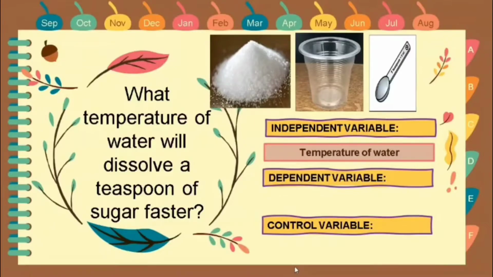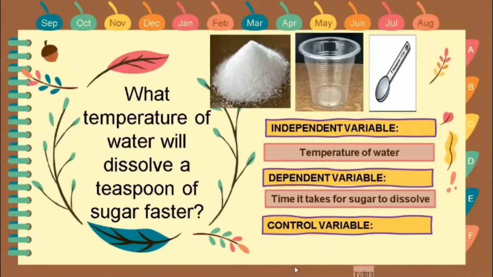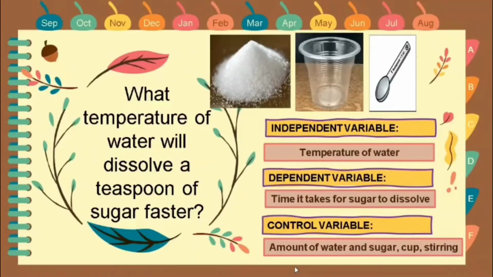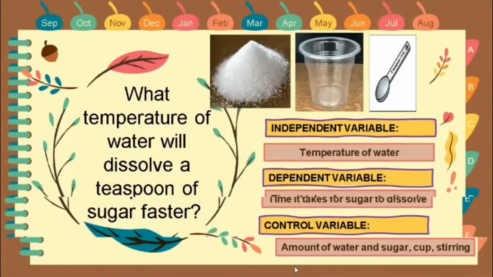The dependent variable will be the time it takes for the sugar to dissolve. It is the result of changing the temperature of water. Because we change the temperature of water, the time to dissolve the sugar will also be changed. And lastly, the control variable. These are the materials or conditions that will remain constant. The control variables for this problem are the amount of water, the amount of sugar, the size or type of the cup, and the process of stirring.